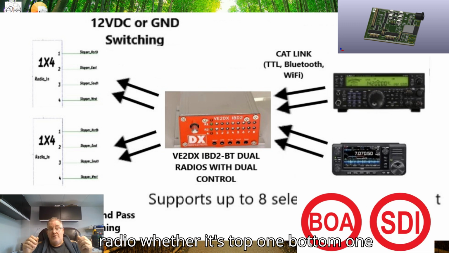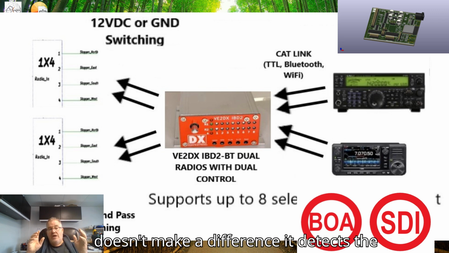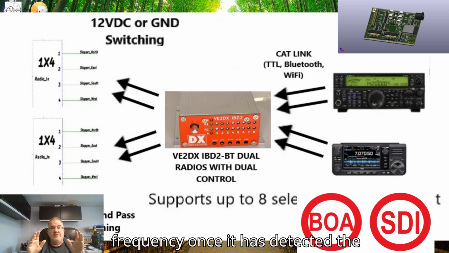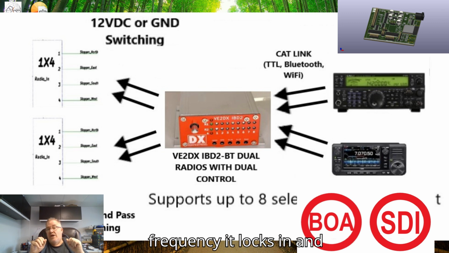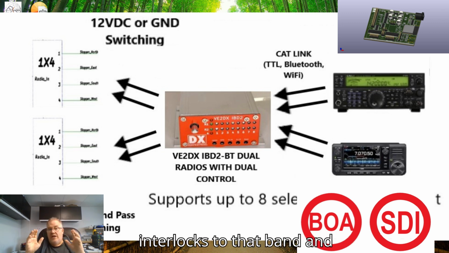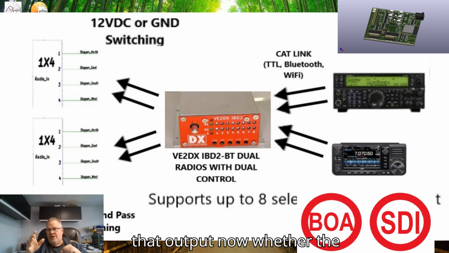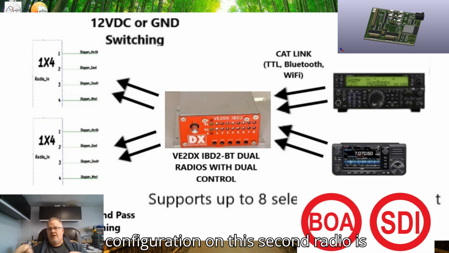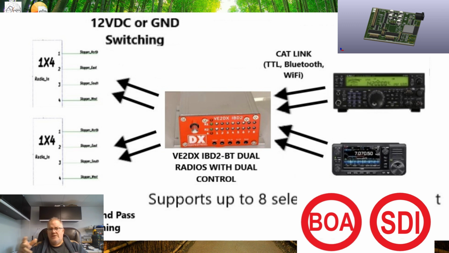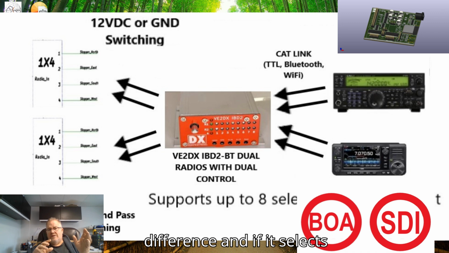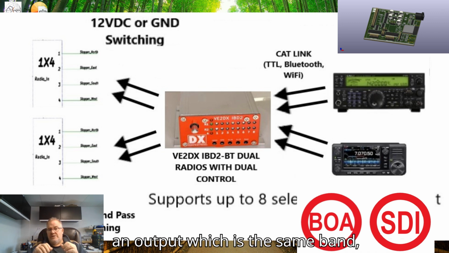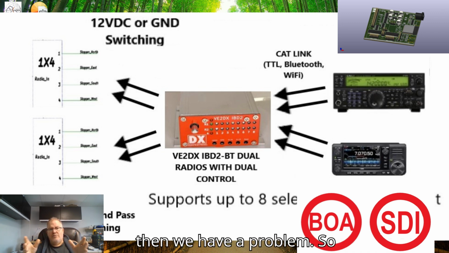So the first radio, whether it's top one, bottom one, doesn't make a difference. It detects the frequency. Once it has detected the frequency, it locks in and interlocks to that band and that output. Now, whether the configuration on this second radio is same or different doesn't make any difference. And if it selects an output which is the same band, then we have a problem.